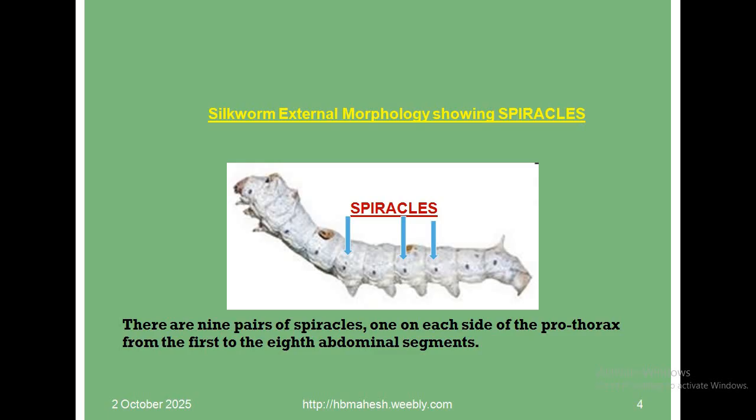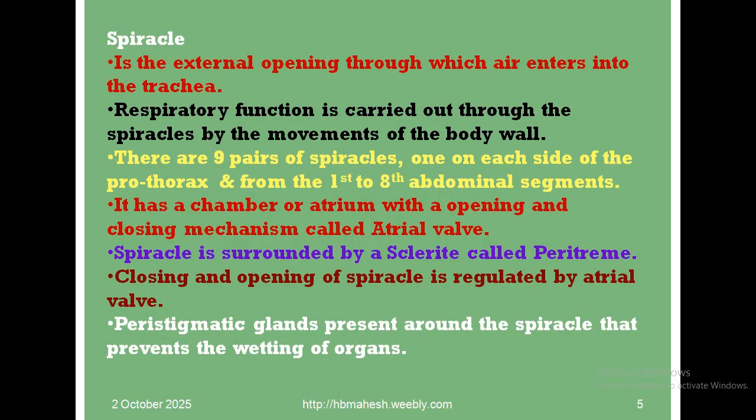See, this picture shows the spiracles which are present on the silkworm larval body. See, spiracle is the external opening through which air enters into the tracheal system or trachea. The respiratory function is carried out through the spiracles by the movement of body wall. See, intake of air and expel of the carbon dioxide is carried out through the spiracles by the movement of body wall.